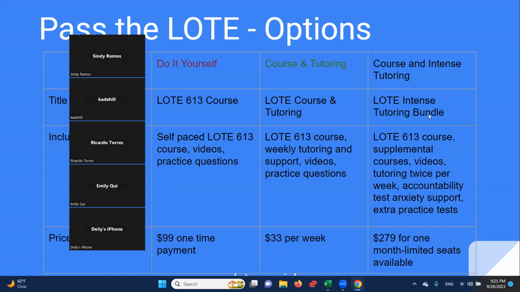I've already got some of those spots filled for October, but there's still a little bit of room left if anybody wants to join for that. And that you'd be ready in a month also, kind of like the other one, but you'd be doing twice as much work and getting more than twice as much help. And that's $279. So it's a big investment, but you're going to get a lot of return on that. So does anybody have any questions or comments or anything?